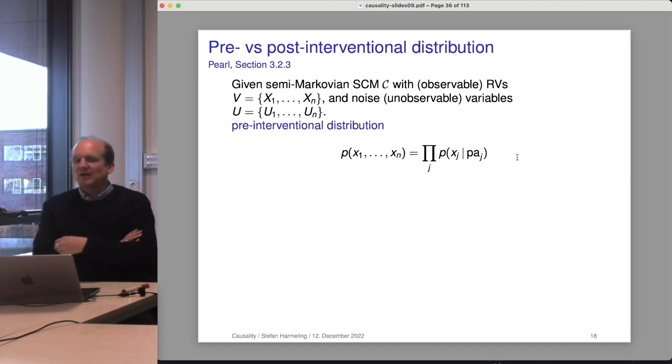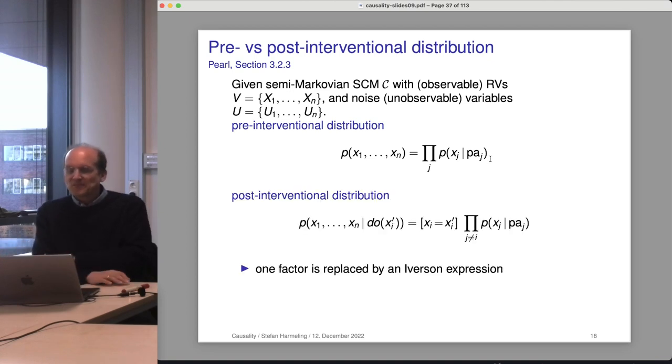Now let's be a bit general. Let's say we have a semi-Markovian structural causal model with some observable variables x1 to xn and some noise variables u1 to un. Then we have the so-called pre-interventional distribution, which is just the induced distribution for my structural causal model. So nothing happened. This is just what you would observe when you don't intervene. The post-interventional distribution is the one where I now intervened on one of the variables.